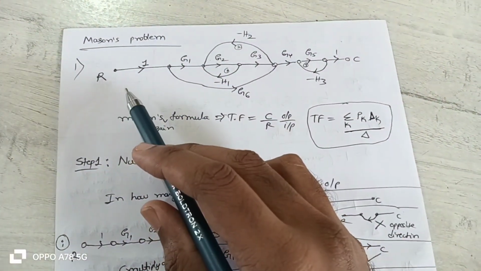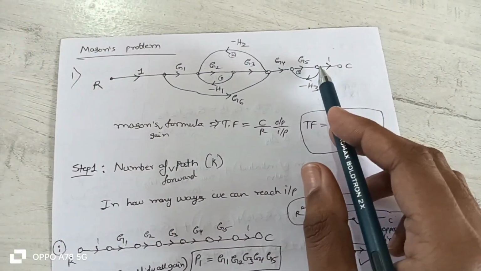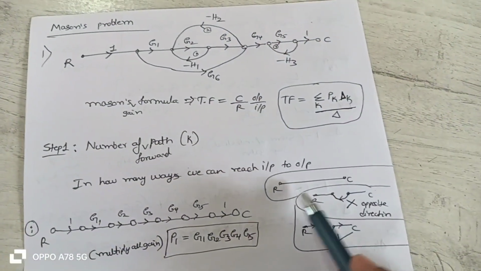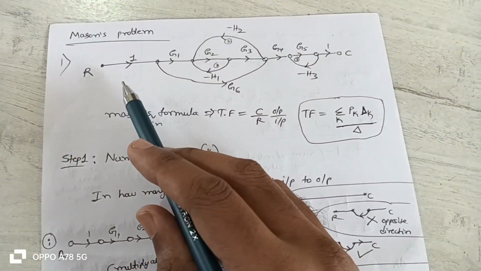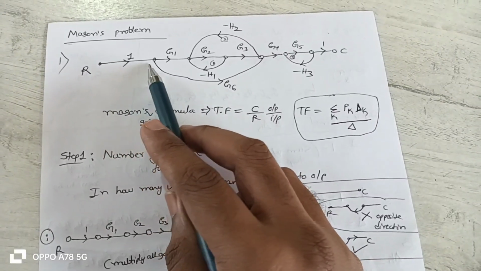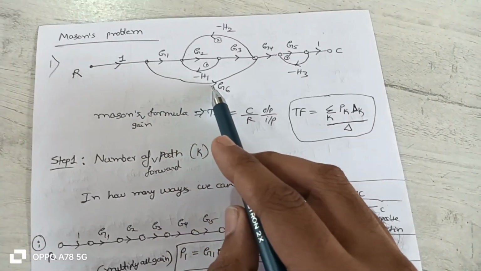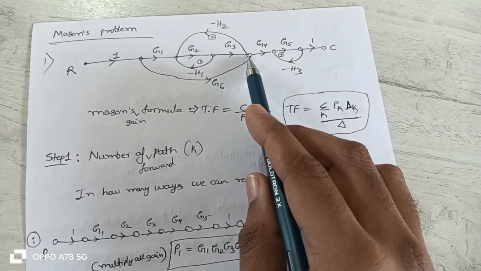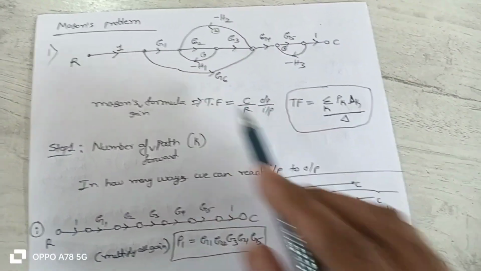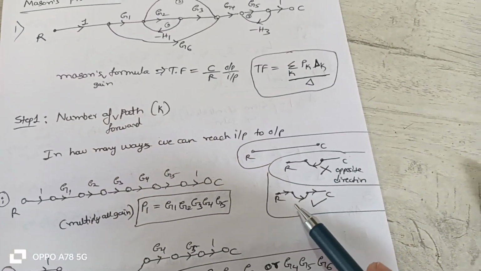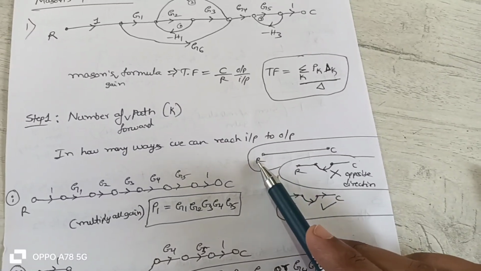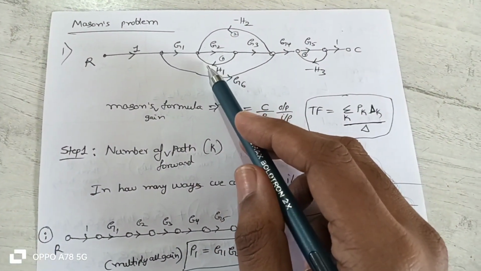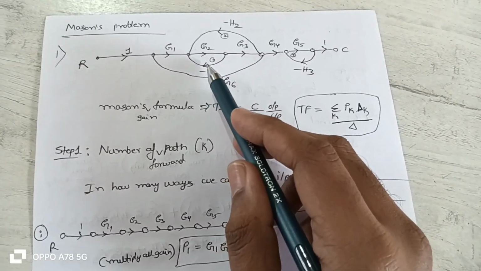One path is from R to C, meaning input to output, in a straight line like this. In another way, we can go from R to this node, then from the second node to this node with a gain of G6, which is shown here. We can go in this path or this path, but we cannot go in this path because, as you can see, the direction.